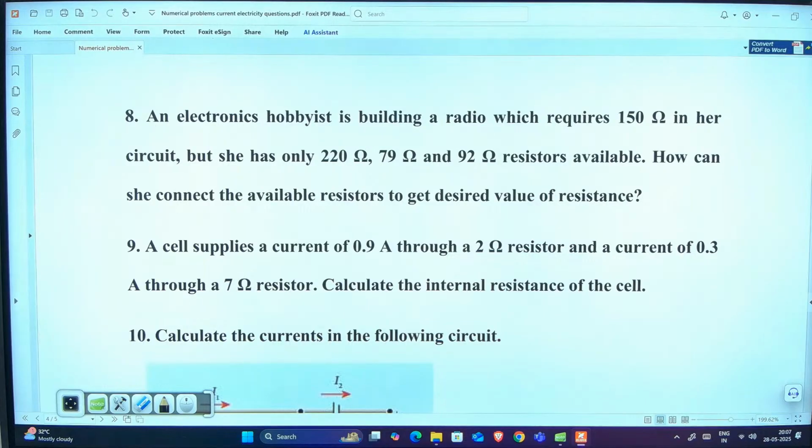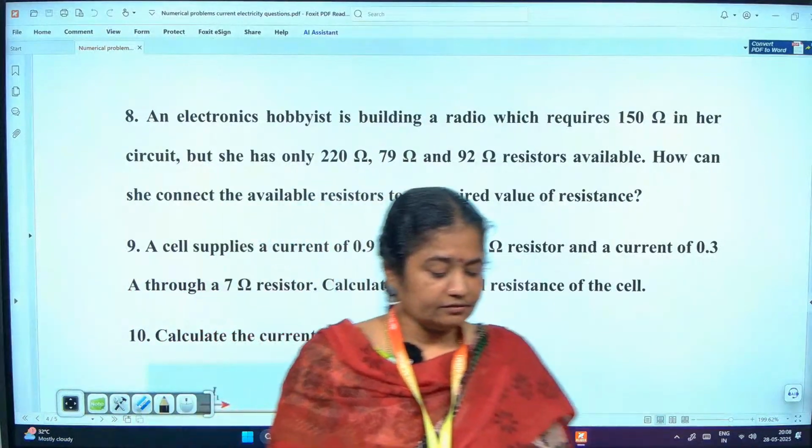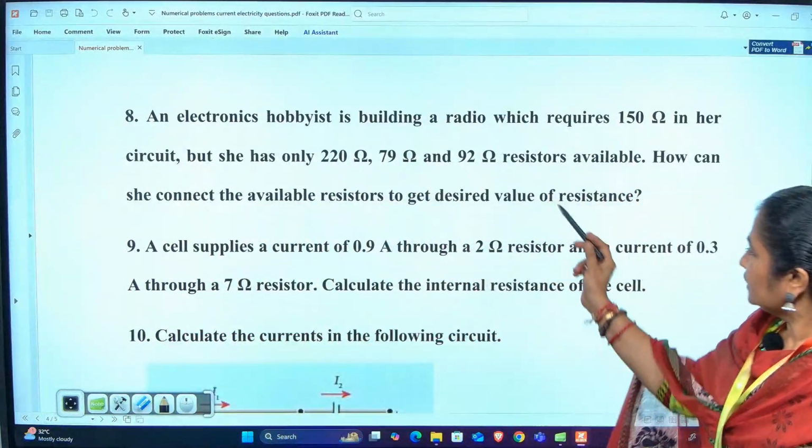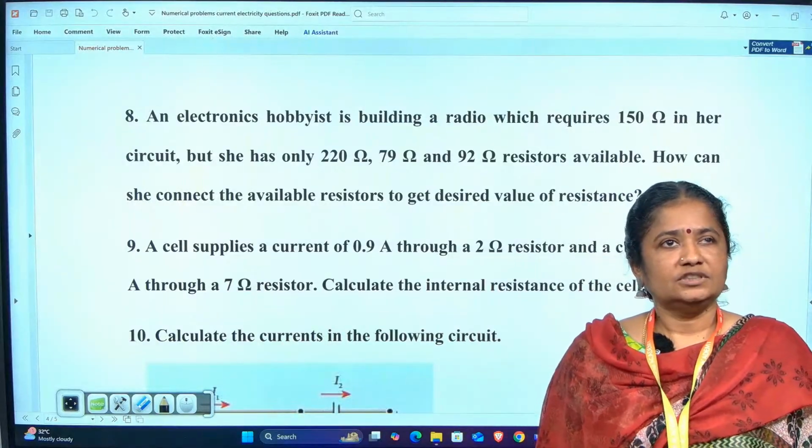Numerator will be 220 into 79, we take the reciprocal. So the reciprocal gives 220 into 79 divided by 299. Exactly you are getting 58. See, actually 220 and 79 should be put in parallel and check whether you are getting 58. Exactly 58 you are getting. That 58 when added to 92 you get 150. Just check whether you are getting.